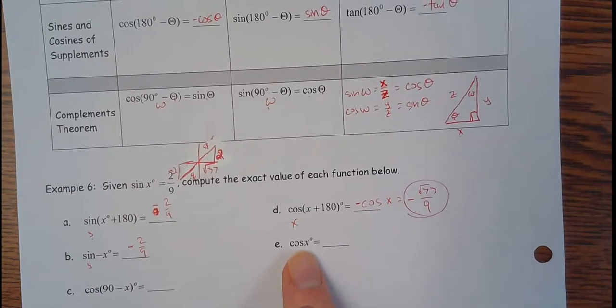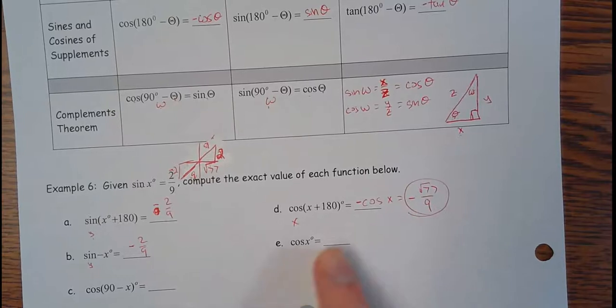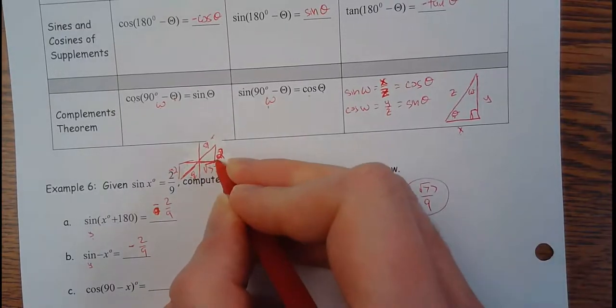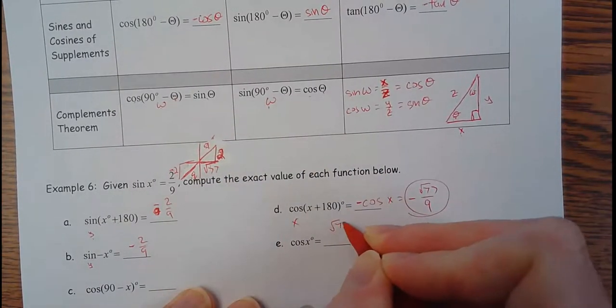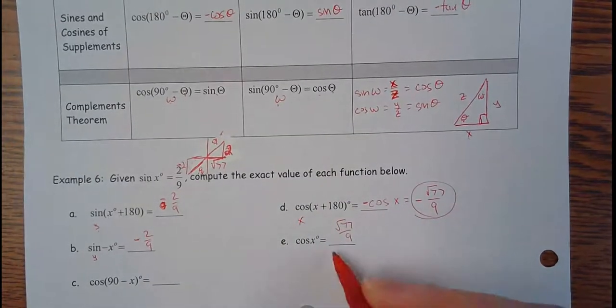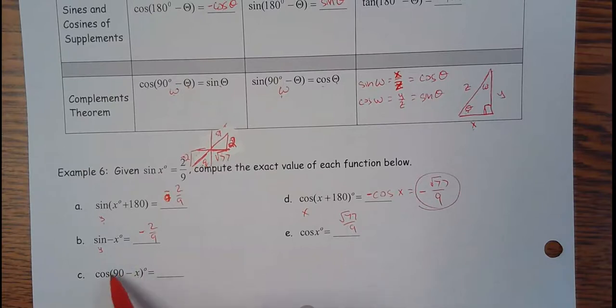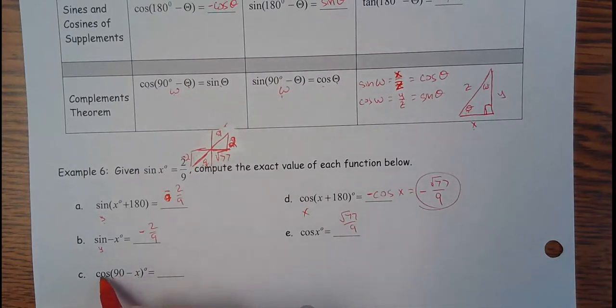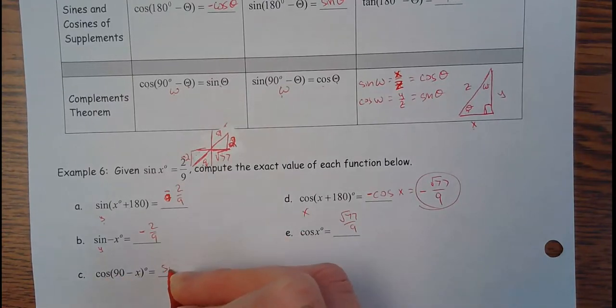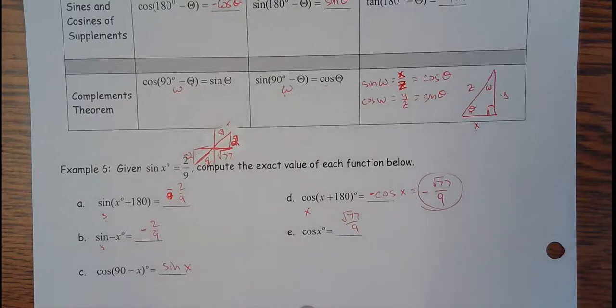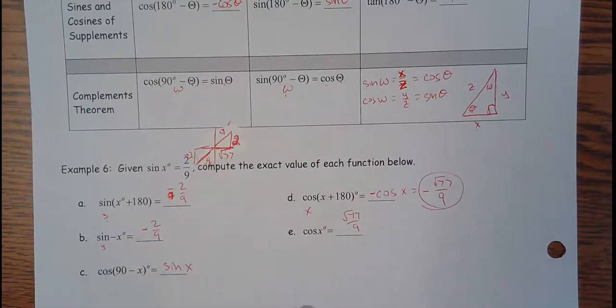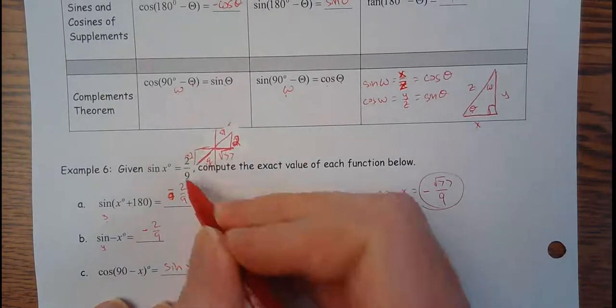Now the cosine of x, I already found that. The cosine of x here would be radical 77 over 9. I guess I should have found that first. And then the cosine of 90 minus x, so this is a complement idea, would be the same thing as sine of x, because 90 minus x is the other angle that we're talking about. Well, sine of x is 2/9 on this one.